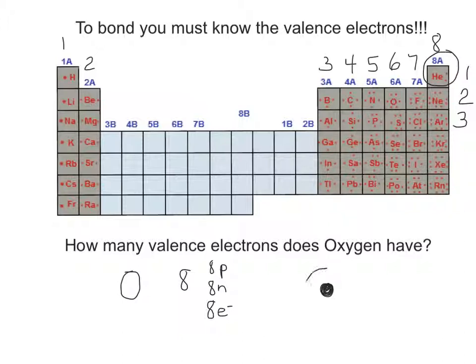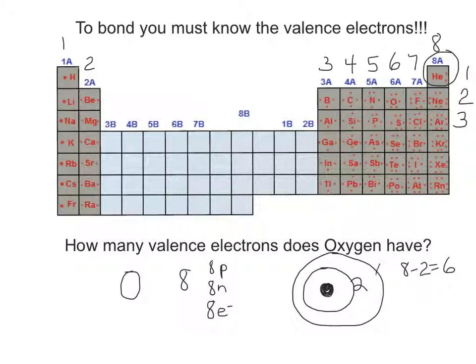We're going to do the Bohr diagram now. How many electrons go in the first shell? 2 electrons go in the first shell, and how many go in the second shell? If you take 8, subtract 2, 6 are left over, so there are 6 valence electrons. And that also matches the chart up here. Okay, let's go.